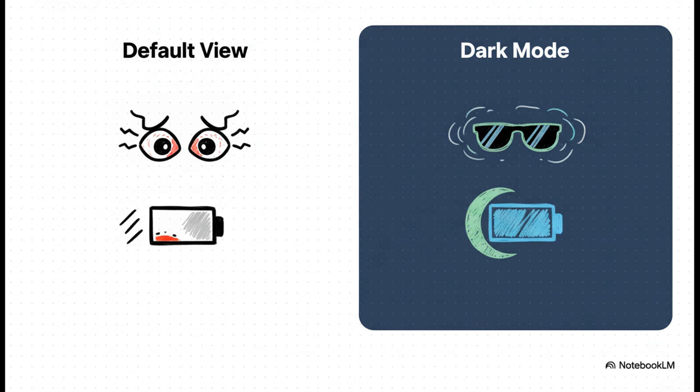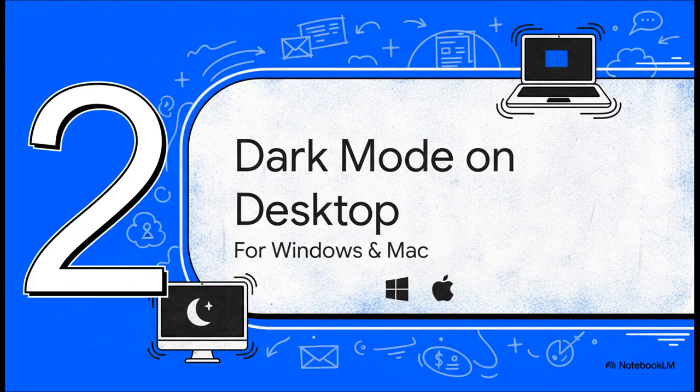And here's a really cool little tidbit. If your phone or device has an OLED screen, which a lot of them do these days, dark mode literally saves power. That's because those black pixels are just off. They're not using any energy. So yeah, it's a total win-win for your eyes and your battery life. All right, let's get down to business.